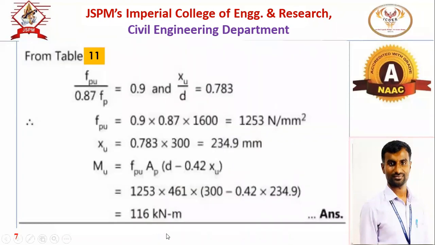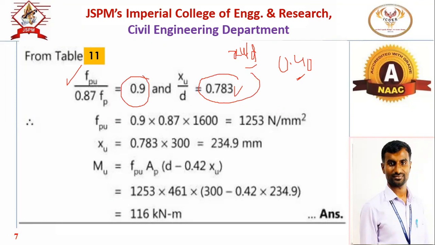So from table number 11, what we have to find out? We have to find out the neutral axis depth or depth of neutral axis. So that ratio we want, xu by d. Now for that, one of the things that we should know. So what we have found out? We have found out the effective reinforcement ratio, and that is 0.4. Now corresponding to that 0.4, what parameters we are getting? So that stress value we are getting as 0.9 and the depth of neutral axis we are getting as 0.783. Where did these two values come from?